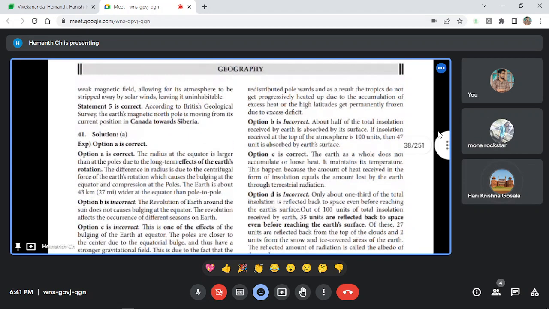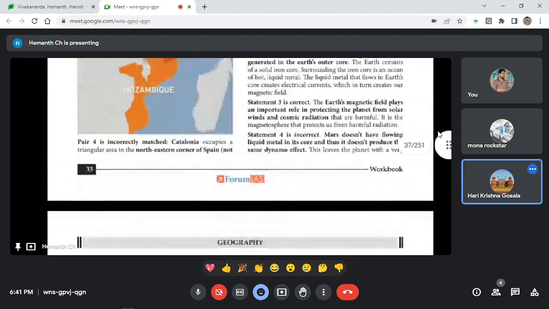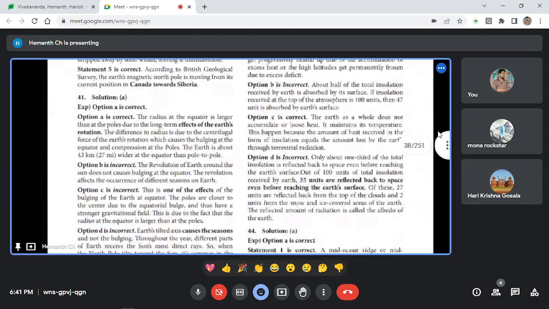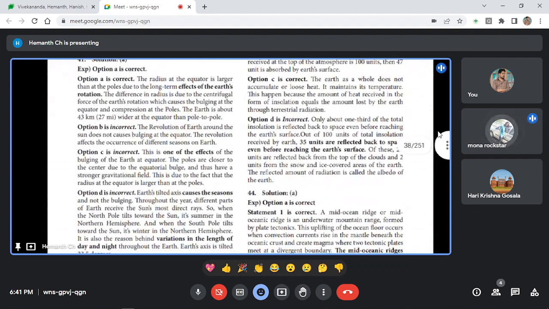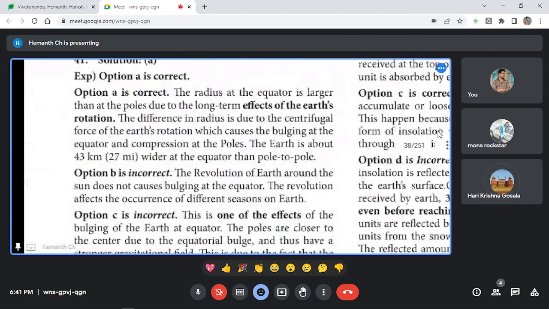What is the question number? Question 41.